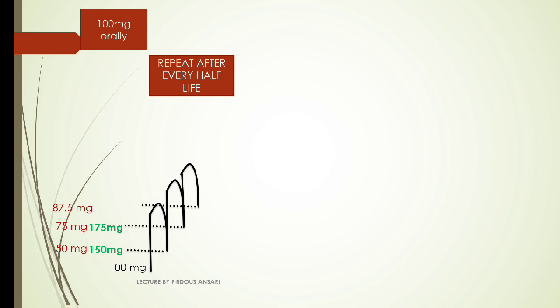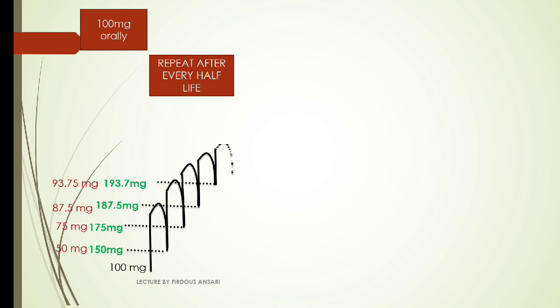Now at 87.5 mg, when the plasma concentration appears over here, we should give another dose of 100 mg, so that together will become 187.5 mg. Again the plasma concentration will increase, again it will undergo metabolism and a half life will occur, which is half of 187.5, that is 93.75 mg. Again we will give another dose of 100 mg, and it becomes 193.7 mg.